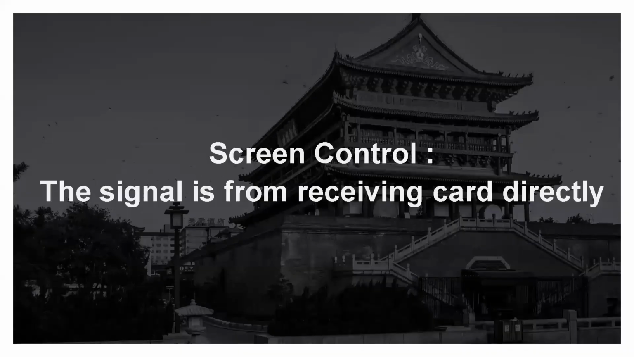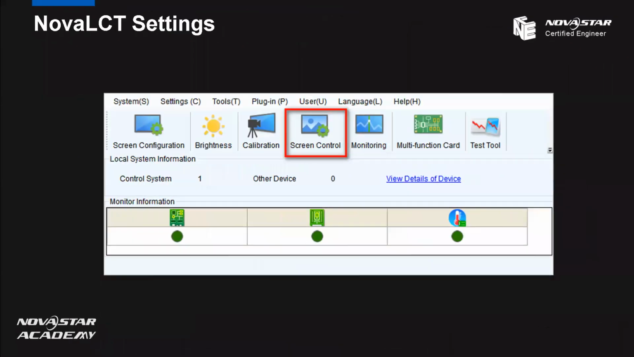First, for the screen control, the signal is from the receiving card directly. Next, let's see how to do the software operation to use this function to help us with troubleshooting. Actually, for the screen control, we have 2 different ways to use this function. You can do it in the software, NOAA LCT, or on the front panel, because most of our controllers have an LCD monitor in the front, and there's a knob and a back button. You can just rotate this knob and do some basic control for your LED screen.